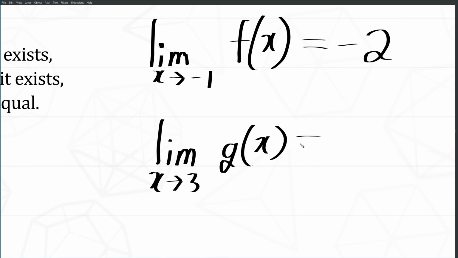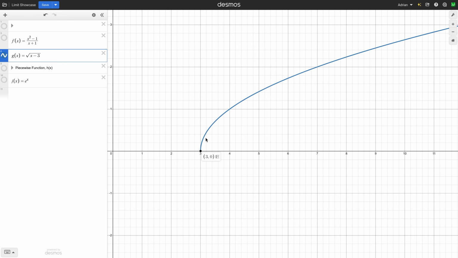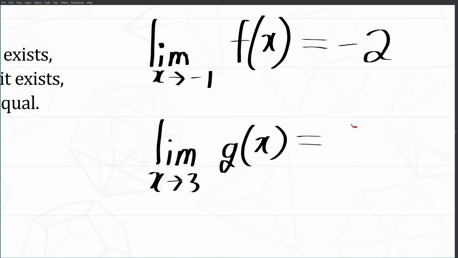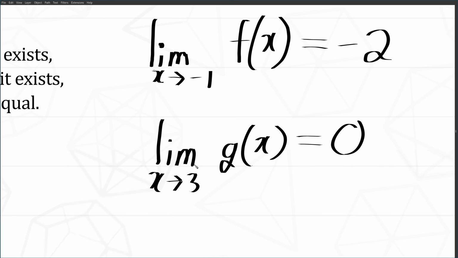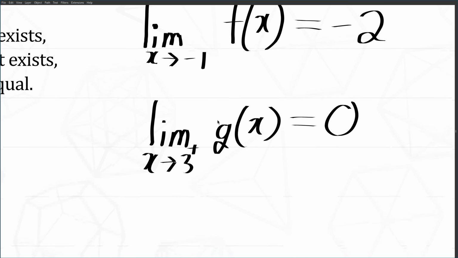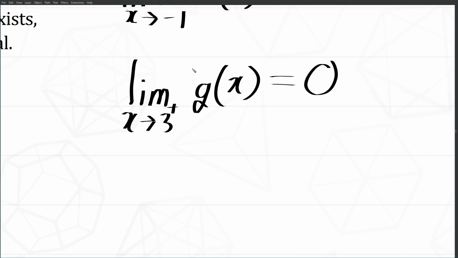And that's equal to 0. This is what we would want to write, but we need to make a slight correction because it's on the right side. To account for it being on the right side, we're going to write a little plus sign. And naturally, if we want to write the left side limit, we're going to use a minus sign. So let's write that out.